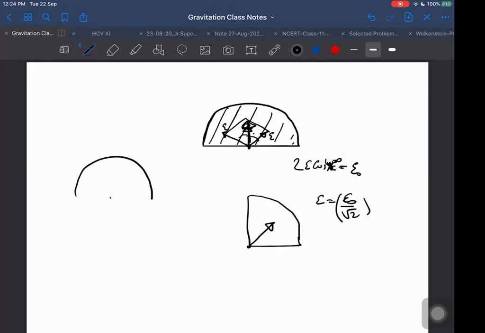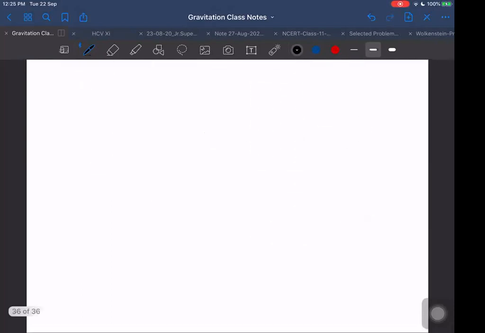Okay. Although for the quarter ring, I told you yesterday by another way also, by the way of GM by R cube into RCM. That way also we can get it for the quarter ring. But you should know what the center of mass location for it is. Then only you can do it. Sin alpha by 2 by alpha by 2. All right.